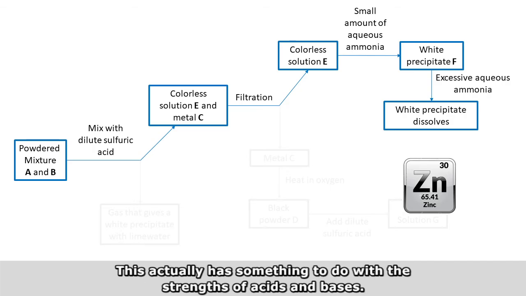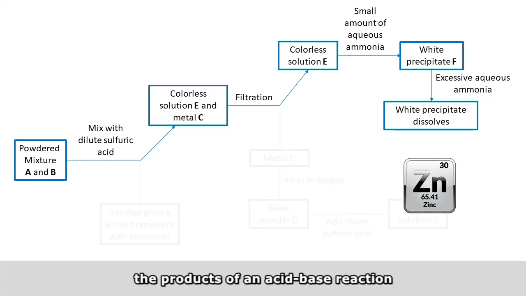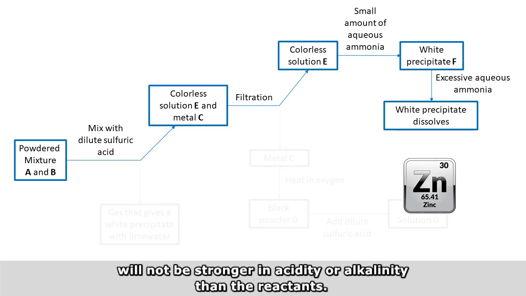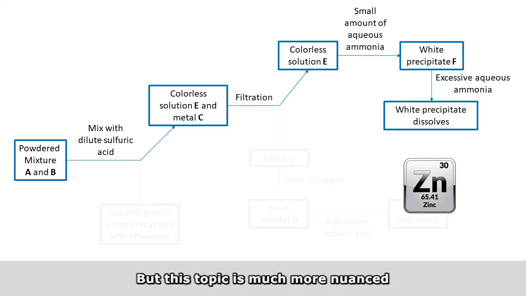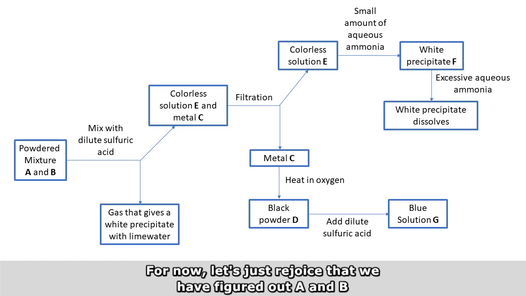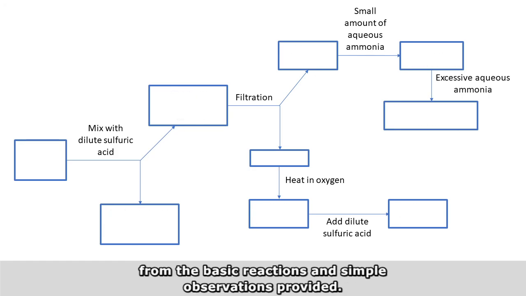So this actually has something to do with the strength of acids and bases. In general, the products of an acid-base reaction will not be stronger in acidity or alkalinity than the reactants. But this topic is much more nuanced, so it's better if we save it for another day. For now, let's just rejoice that we have figured out A and B from the basic reactions and simple observations provided.